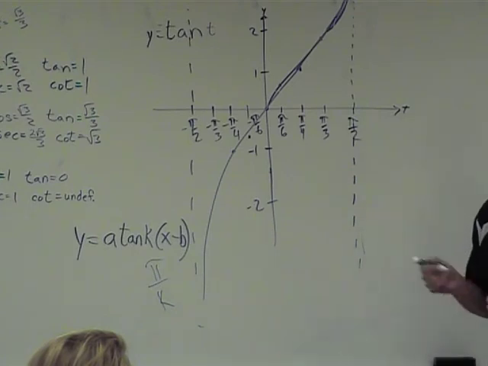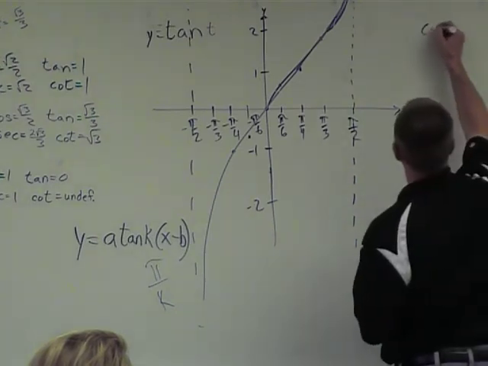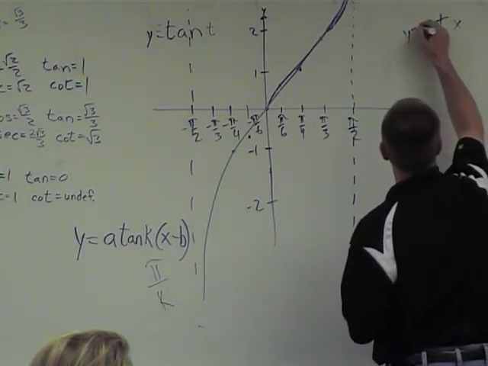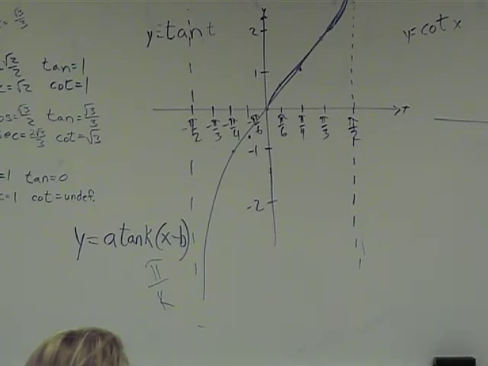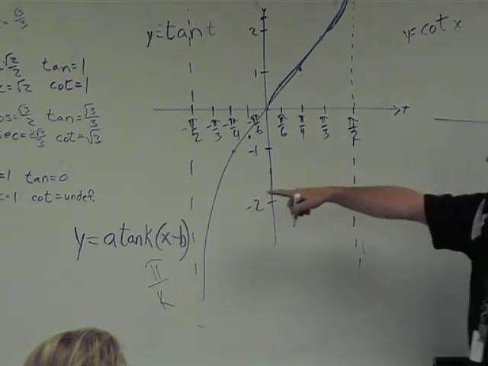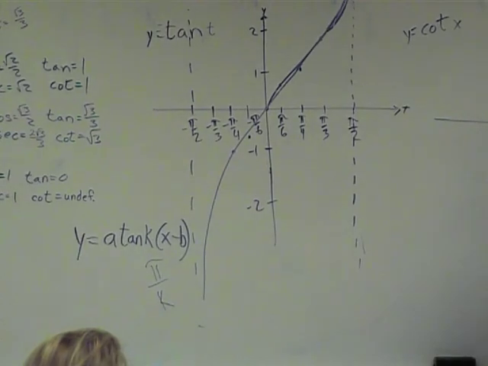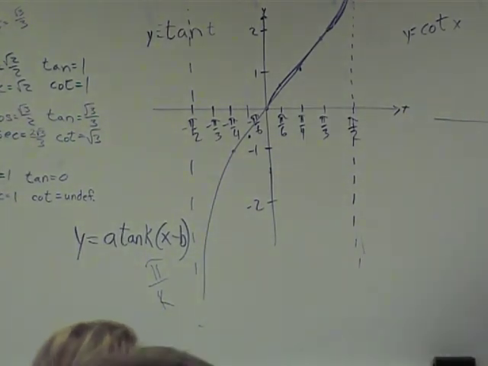Well, let's look at cotangent first. Y equals the cotangent. What is the cotangent of zero? We'll come back to answering what the negative amplitude does. Cotangent of zero is undefined. Great. Starting right off with an asymptote. Wonderful. Cotangent of pi over 4, please.